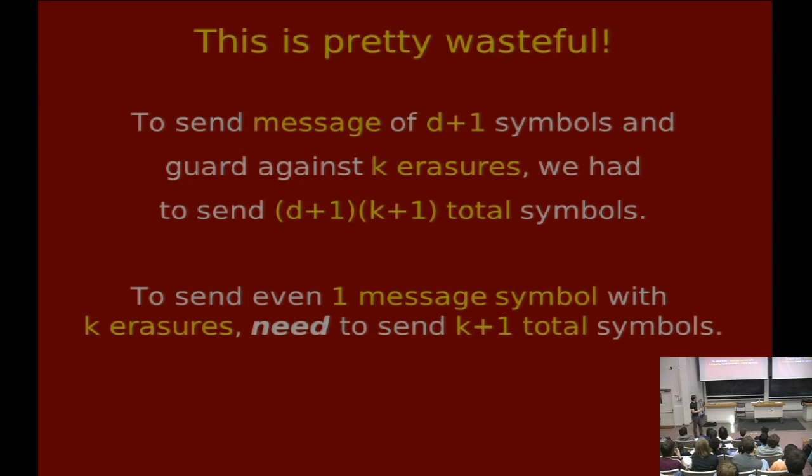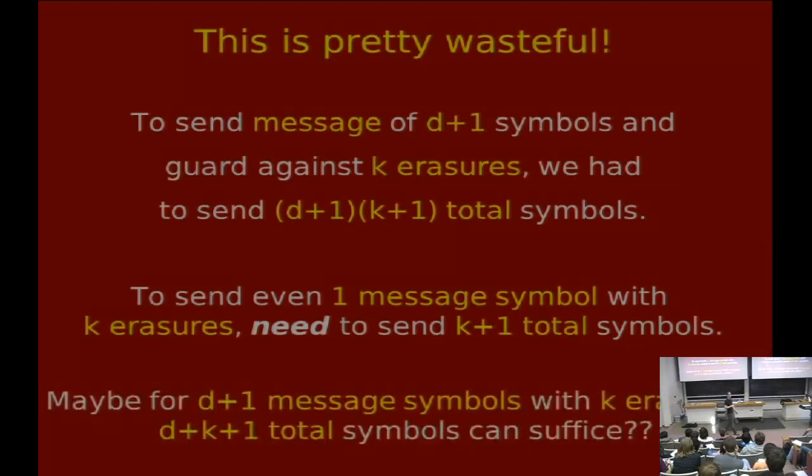Well, how good could you expect to do? Suppose Alice is even just trying to send 1 symbol, but the channel might erase k times. Alice has to send at least k plus 1 symbols, right? Otherwise, the channel can just erase everything she sent. So if d is 0, you're going to have to send at least k plus 1 symbols. But you might hope that instead of d times k, you could get d plus k. That would be a lot better.